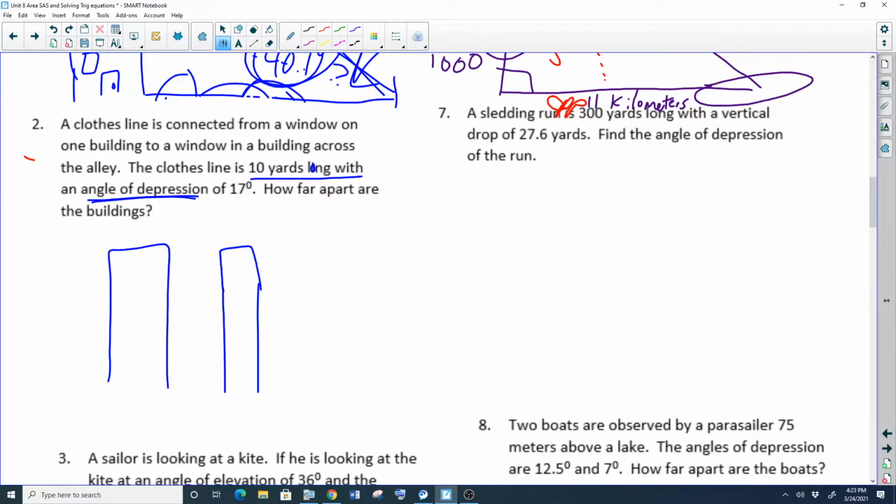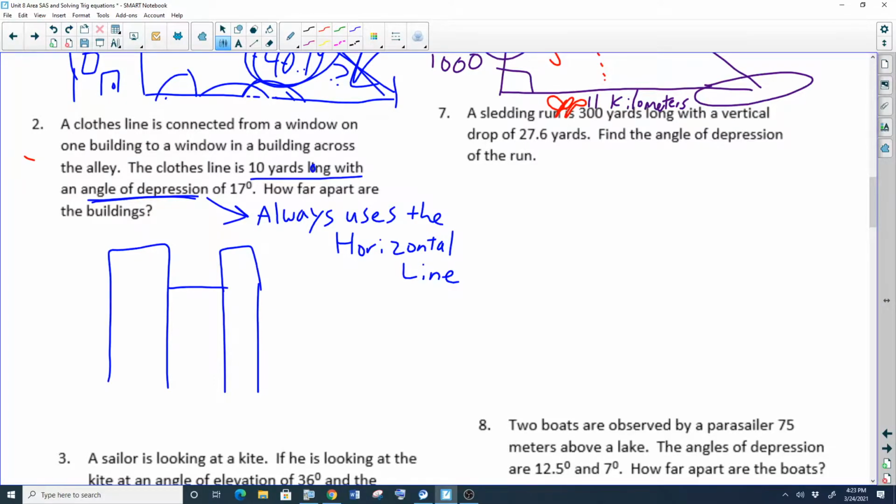Okay. So what that means is angle of depression is always horizontal. Let's write that down. Angle of depression or elevation always uses the horizontal line. That's super important to know for all these problems where it says angle of depression. Again, the clothesline is 10 yards long with an angle of depression of 17 degrees.